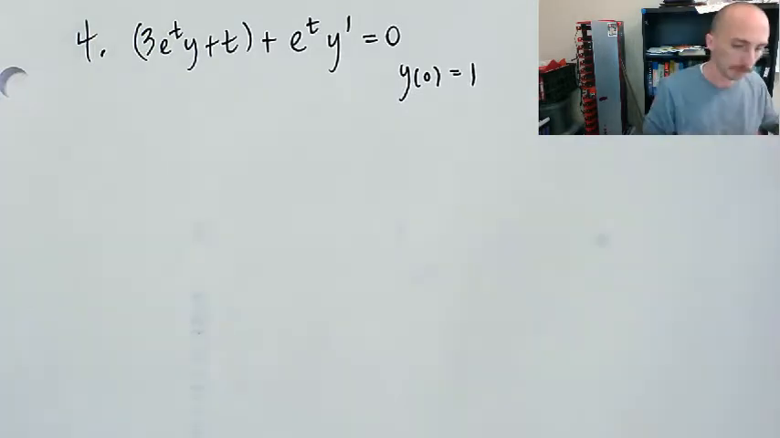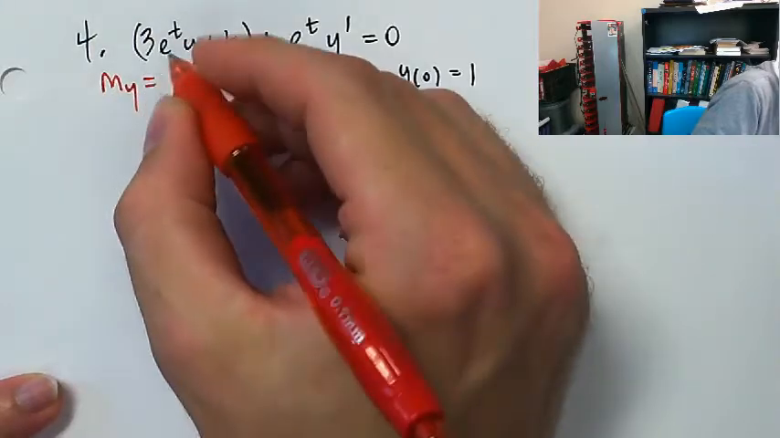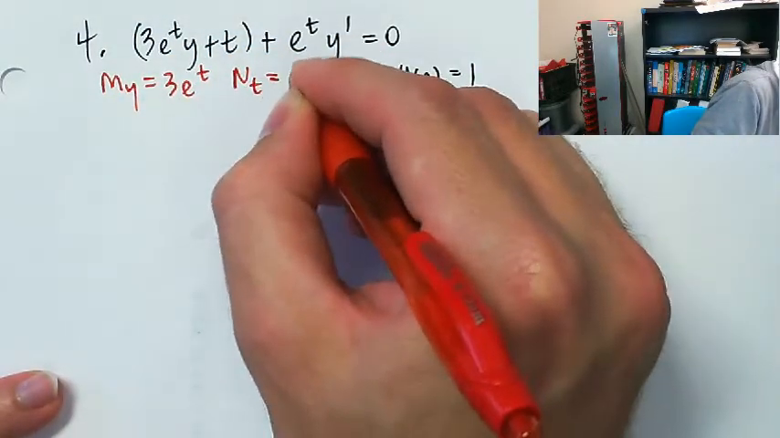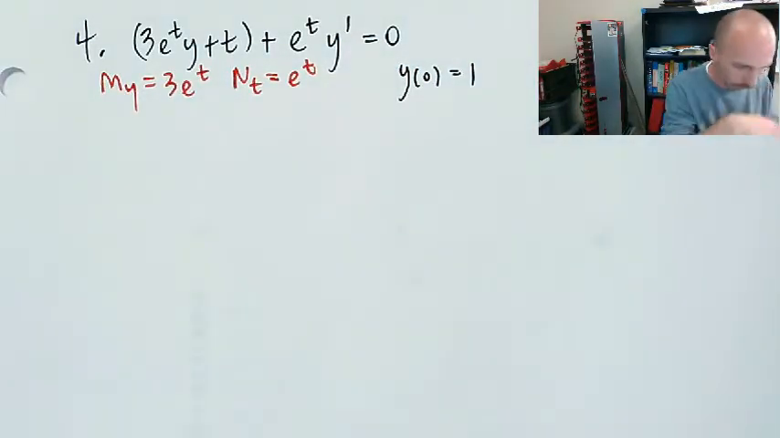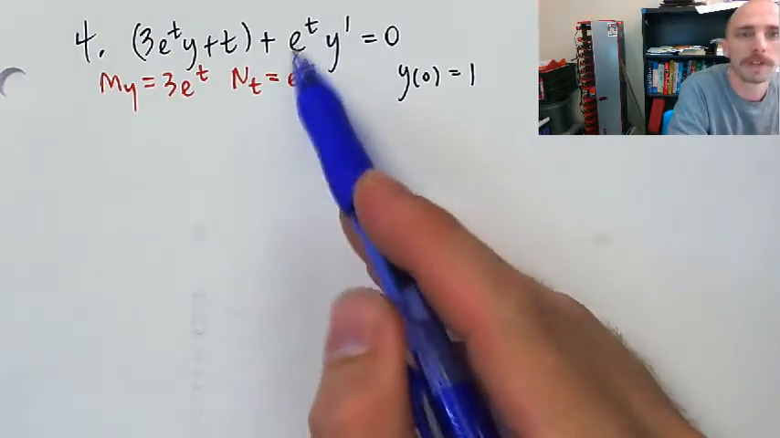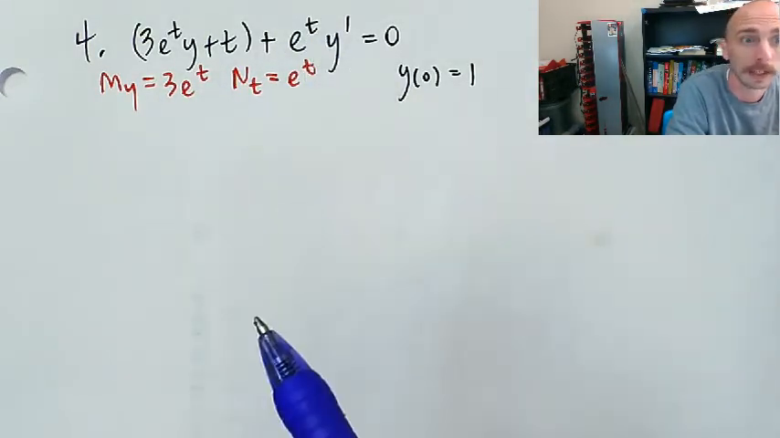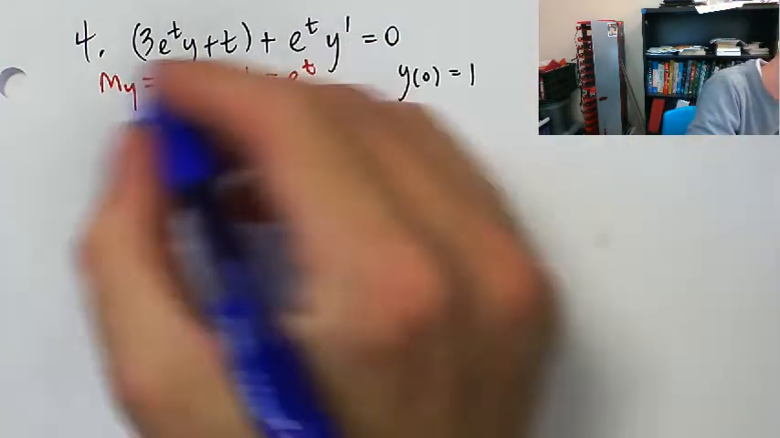All right, this next one's coming with an initial condition, so I know I'll be able to find a particular solution. Now I'm going to start the same way as always. I'm going to take my M, and that's going to be 3e to the t, and I'll take N(t), and that will just be e to the t. It's not exactly the same, but they're close enough. I think we'll be able to work with this. Okay, I definitely want to divide by this, right? Because if I'm subtracting these, I'm going to have 2e to the t, and I definitely want to divide by e to the t.